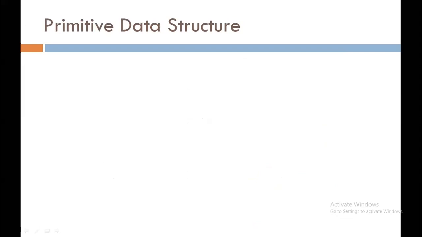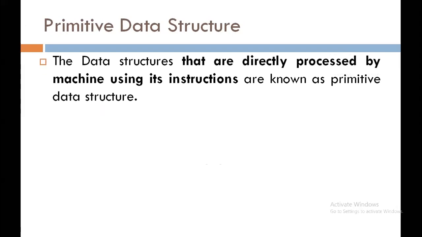Now start with primitive data structure. The data structures that are directly processed by the machine, meaning processed by the machine using its inbuilt instructions, are known as primitive data structures, and they are completely handled by the machine.